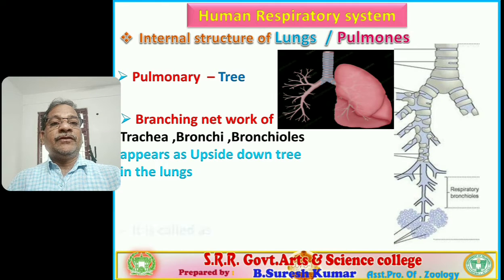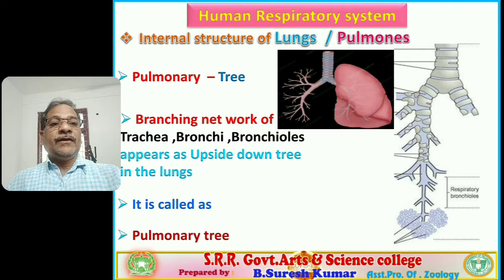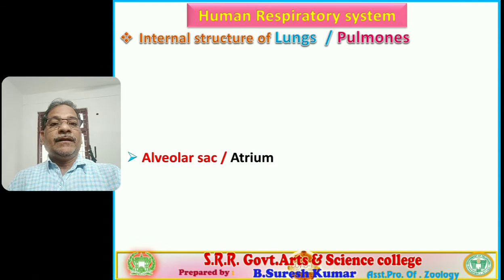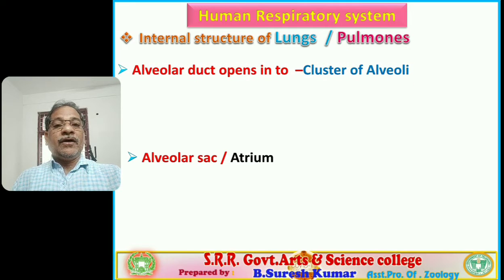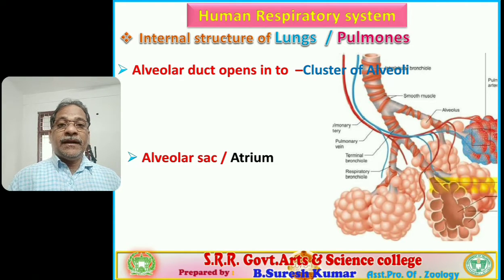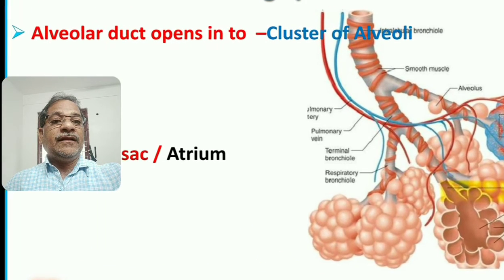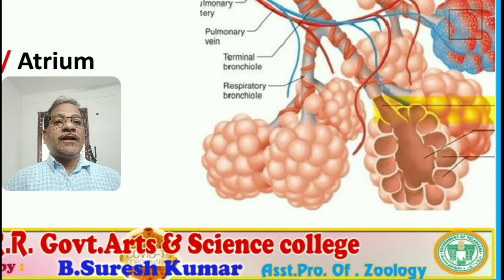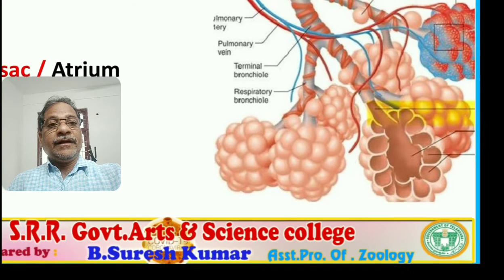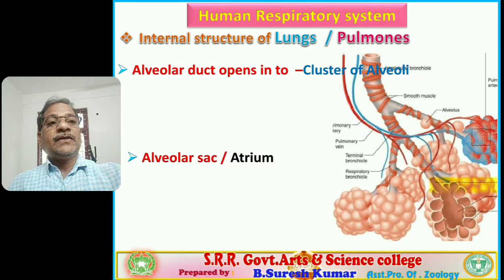You observe one more visual. Followed, right? This is the pulmonary tree. The group of alveolar ducts opens into a cluster of alveoli. They appear like a bunch of grapes. You observe this visual clearly. The cluster of alveoli appears like a bunch of grapes. This is a cluster of alveoli.